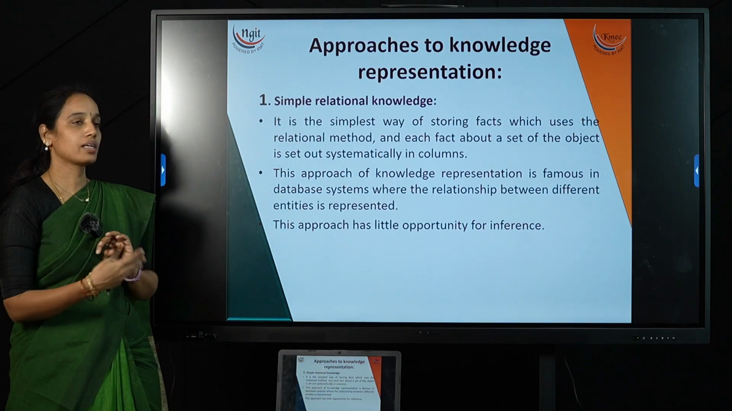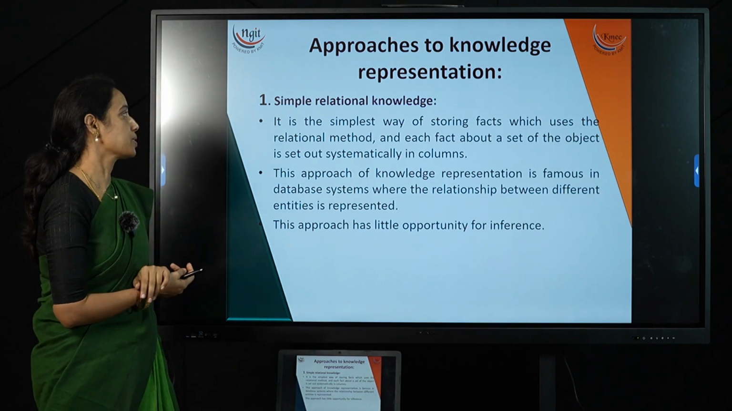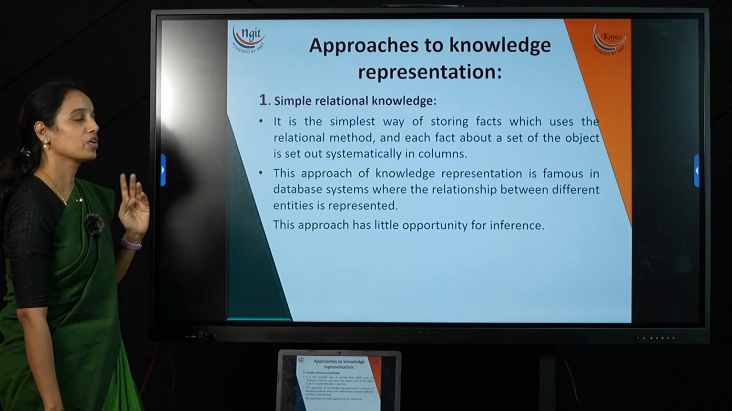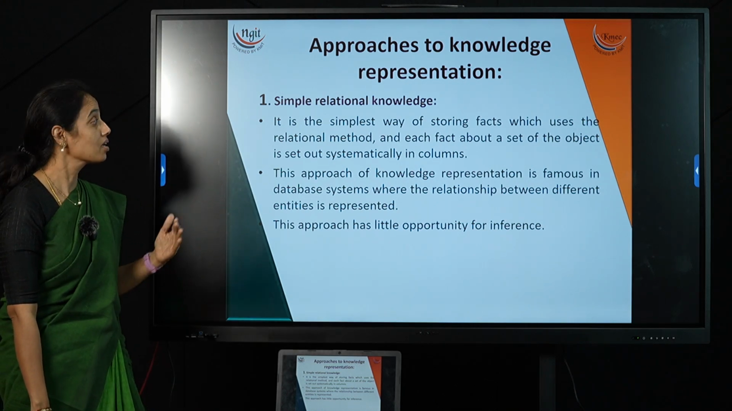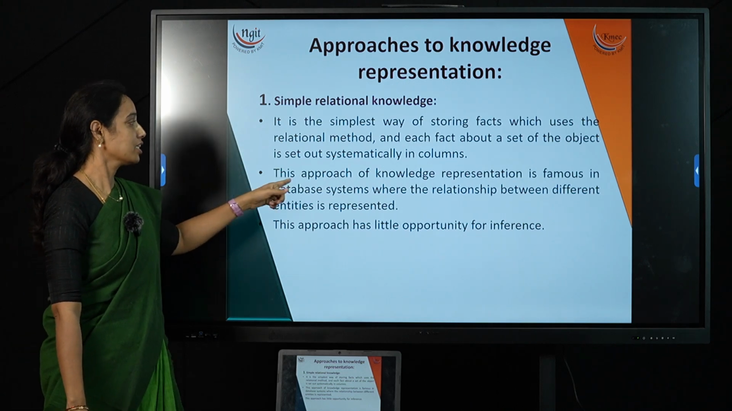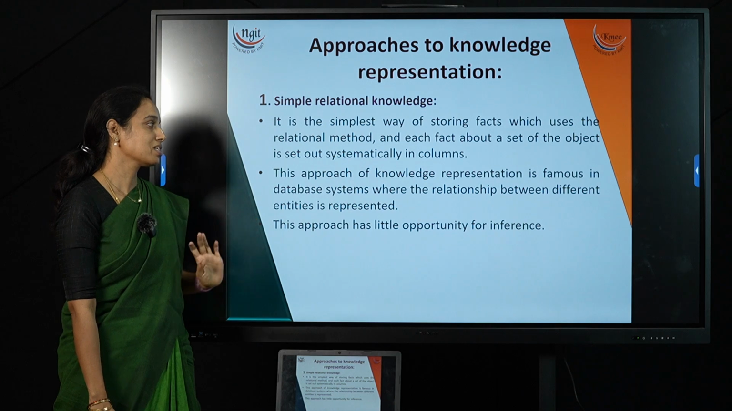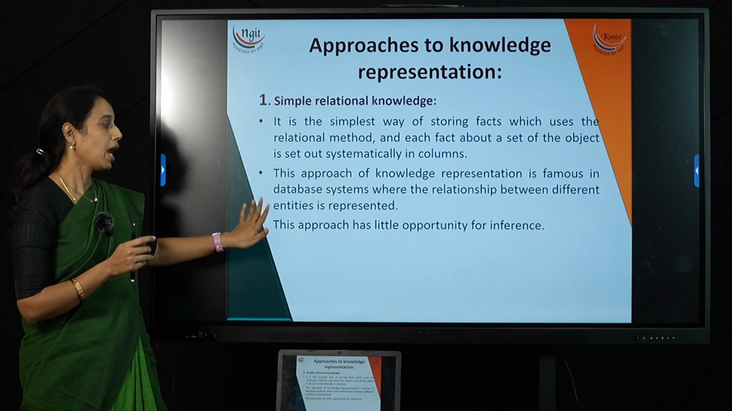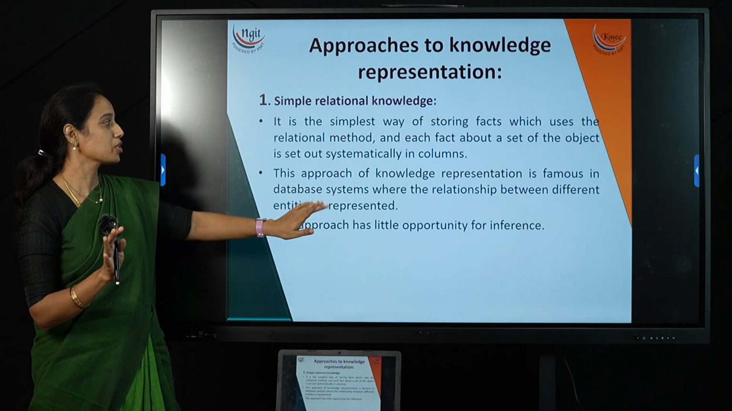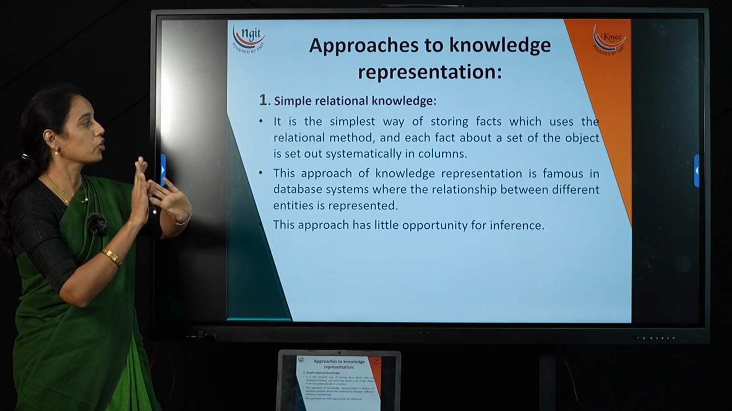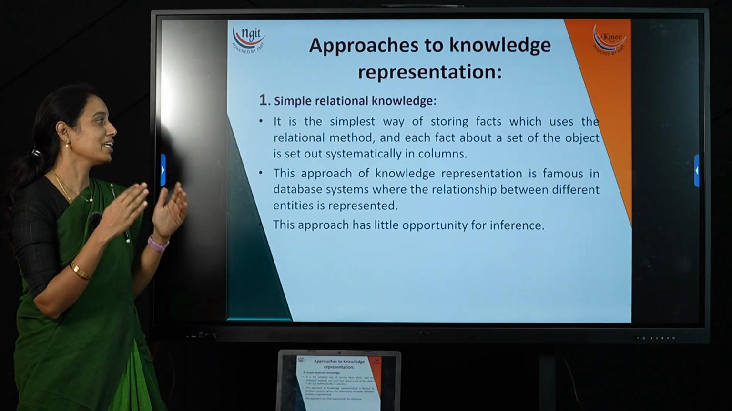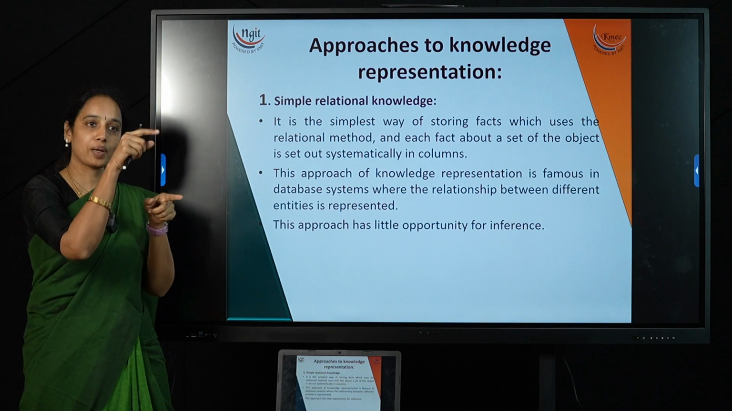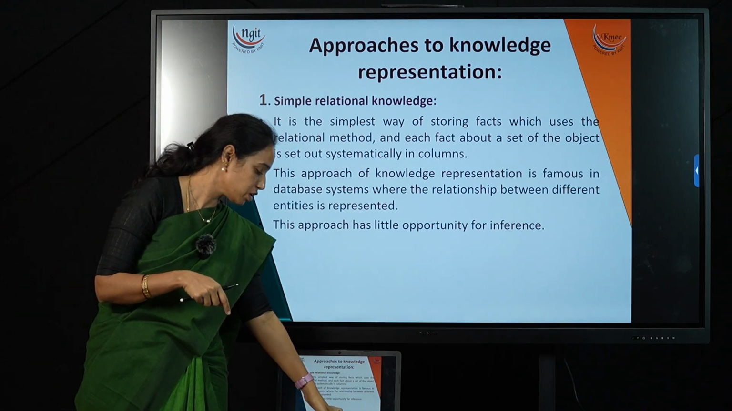And let us discuss the next concept, that is approaches to knowledge representation. There are 3 approaches. One is simple relational knowledge. We know that relational knowledge we already studied in database. This approach of knowledge representation is famous in database systems, where the relationship between different entities is represented. And for inference, this approach has little opportunity for inference. That is, for storing facts, it uses the relational method, and each fact about a set of objects is set out systematically in columns. So to represent structural knowledge, we use this simple relational knowledge.